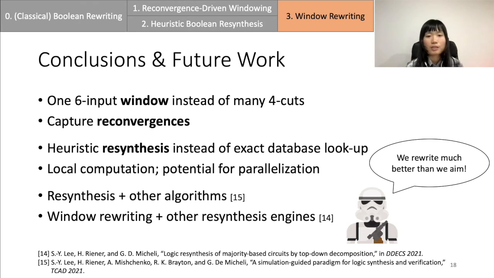In conclusion, window rewriting uses one 6-input window instead of many 4-input cuts. Our windowing algorithm is designed to capture reconvergences. We use heuristic resynthesis for optimization instead of looking up in an exact database. The resynthesis algorithm does local computation, and so it has the potential for parallelization, which is more difficult for database lookup because sharing of the large database among all threads will be a problem.